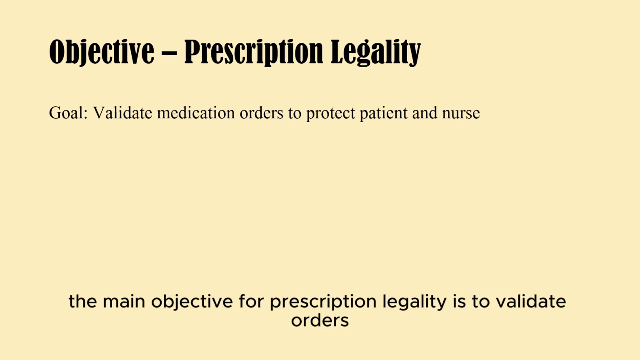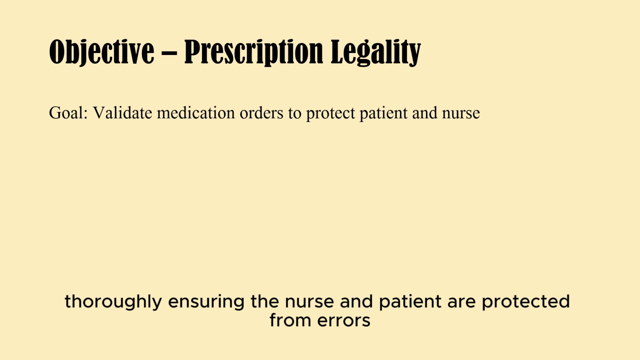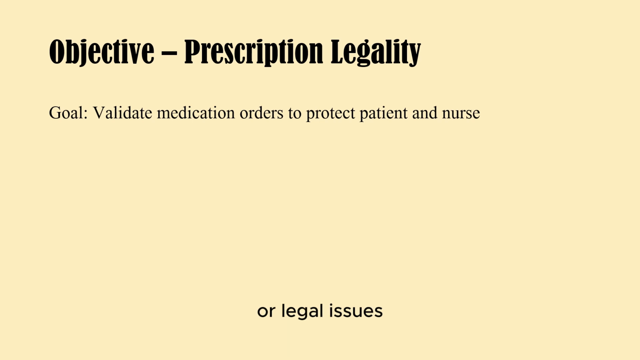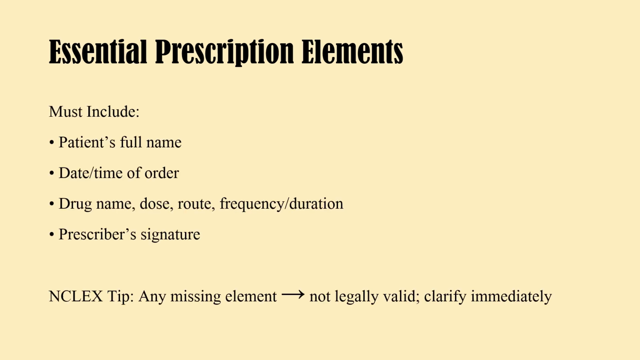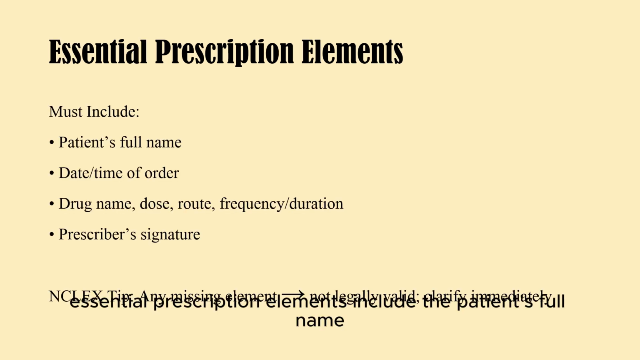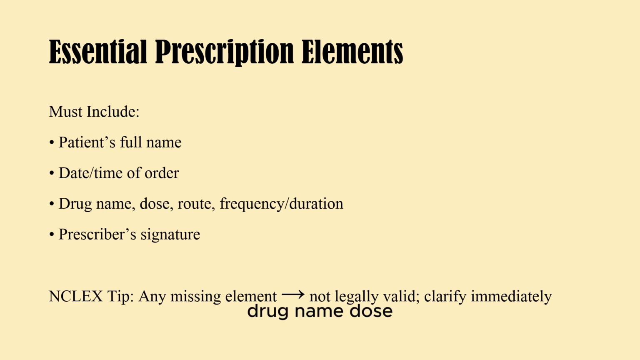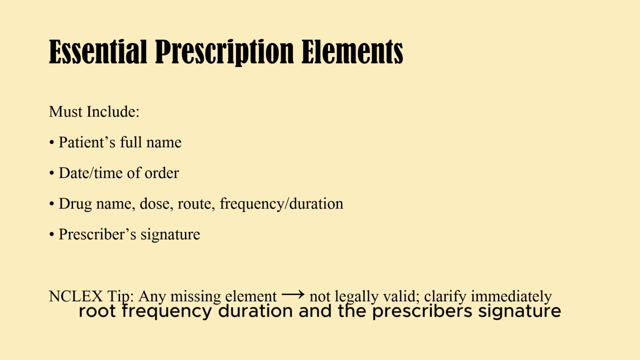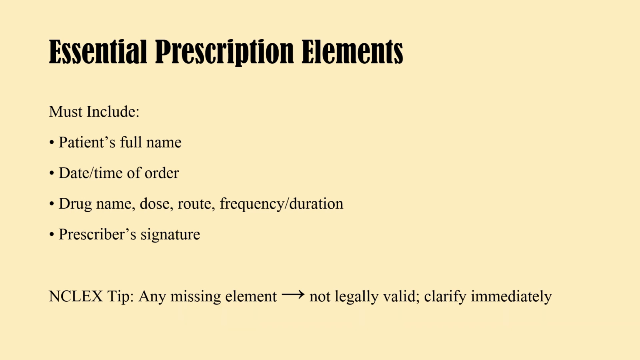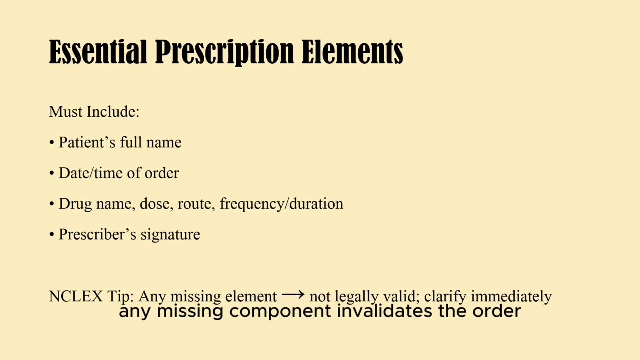The main objective for prescription legality is to validate orders thoroughly, ensuring the nurse and patient are protected from errors or legal issues. Essential prescription elements include the patient's full name, date, time of order, drug name, dose, route, frequency, duration, and the prescriber's signature. Any missing component invalidates the order.